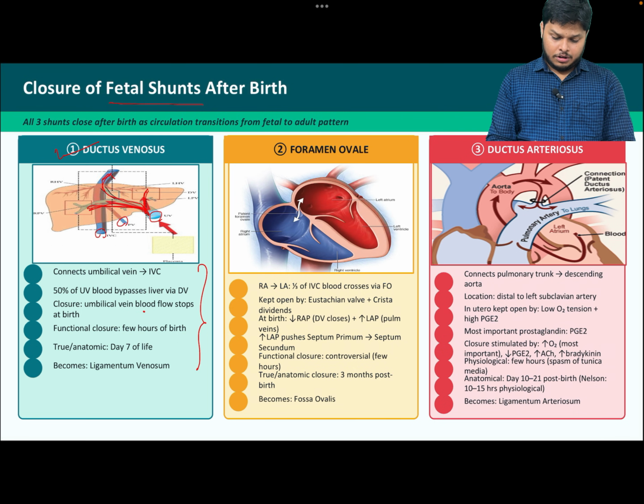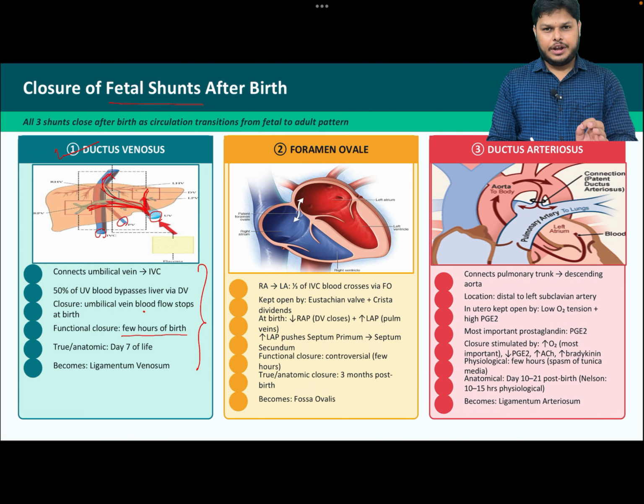The functional closure of the ductus venosus is within a few hours of birth. And the true closure, which we call anatomic closure, is on day 7 of life. What does it become in the adult? The remnant of the ductus venosus in the adult is called the ligamentum venosum.